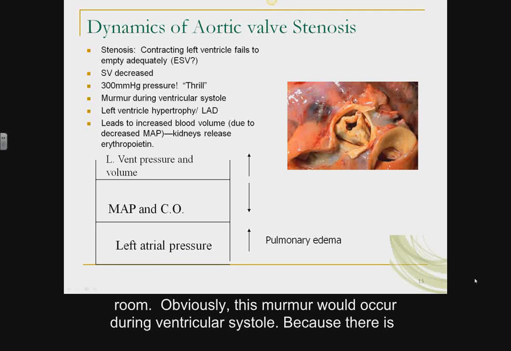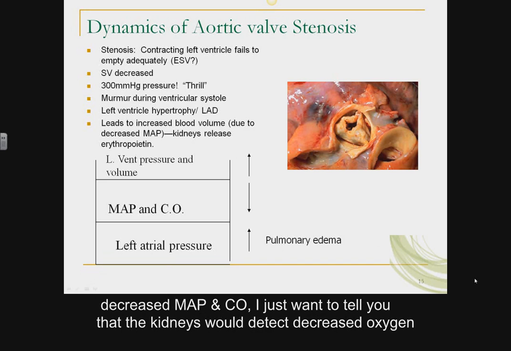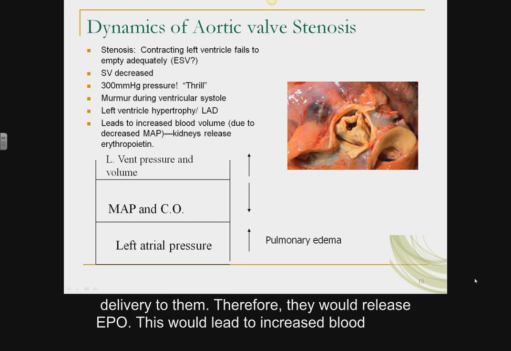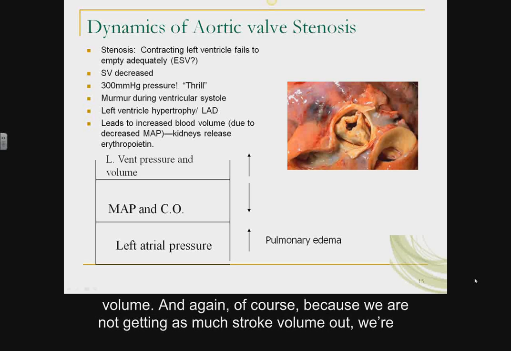Obviously, this murmur would occur during ventricular systole. Because there is decreased mean arterial pressure and cardiac output, the kidneys would detect decreased oxygen delivery to them. Therefore, they would release erythropoietin and activate the RAA mechanism. This would lead to increased blood volume.